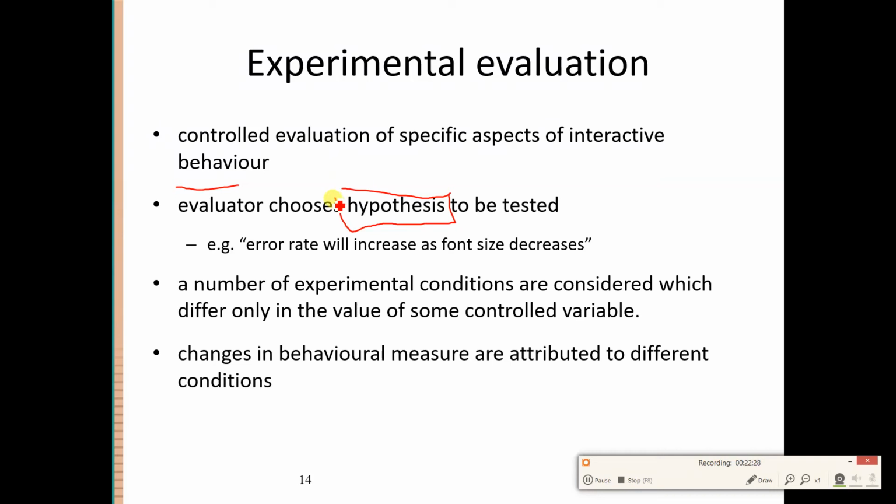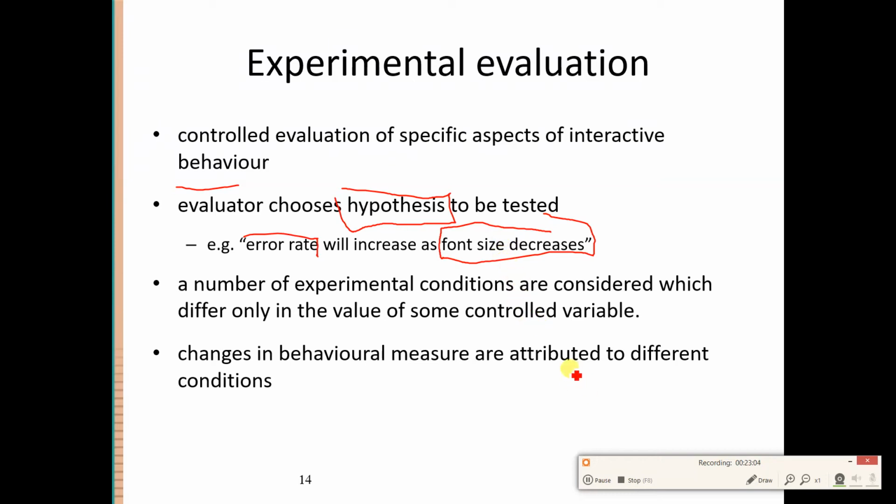What can the hypothesis be? For example, error rate will increase as the font size decreases. In some systems, for example a word processor, we can change the font size. So we are hypothesizing that if we decrease the font size, it is going to affect the error rate. If the font size is small, users are going to make more mistakes, maybe in typing or in reading. So this is the hypothesis, and we have to test the system based on it.